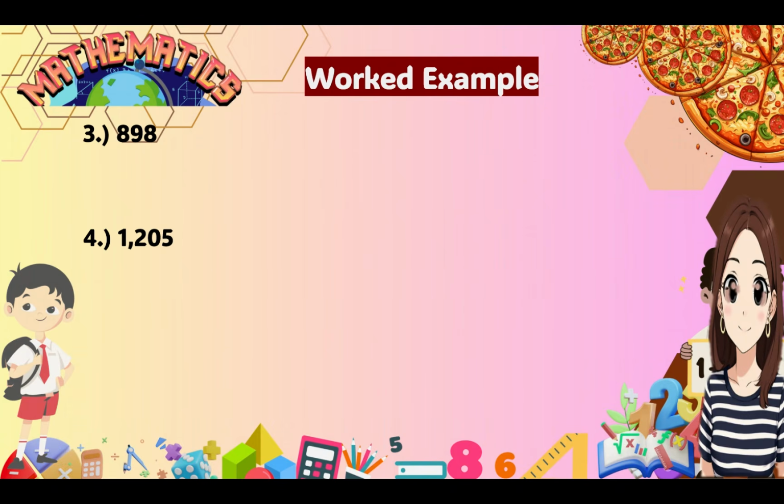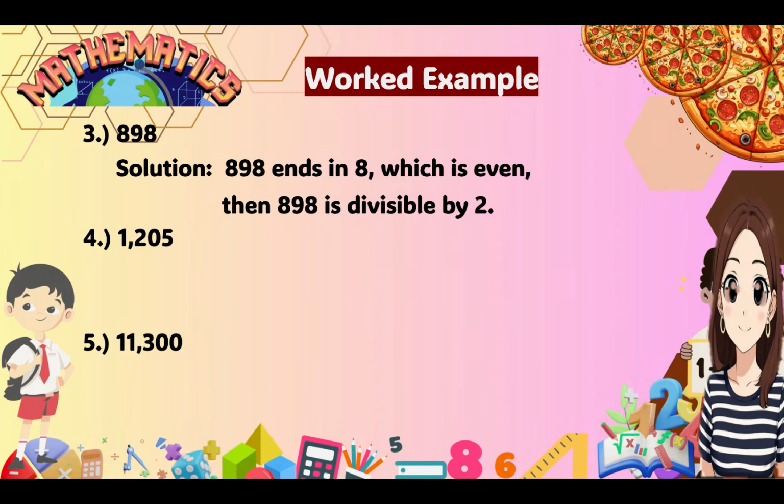898, we have also 1205, and number 5, 11,300. Now let's try to determine which numbers can divide these. For our solution, 898 ends in 8, which is even, then 898 is divisible by 2.